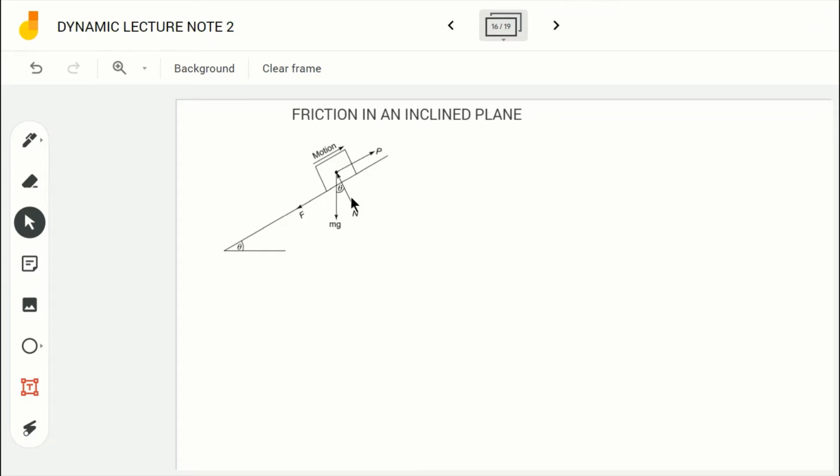So please note again that, as you can see right here, this is an object that is being moved up. Motion, that means it's being moved up. So here is my applied force. And as always, F here is the frictional force that is trying to oppose the motion. If you don't mind, I can label it. Here is the applied force, P, and right here is the frictional force, F.